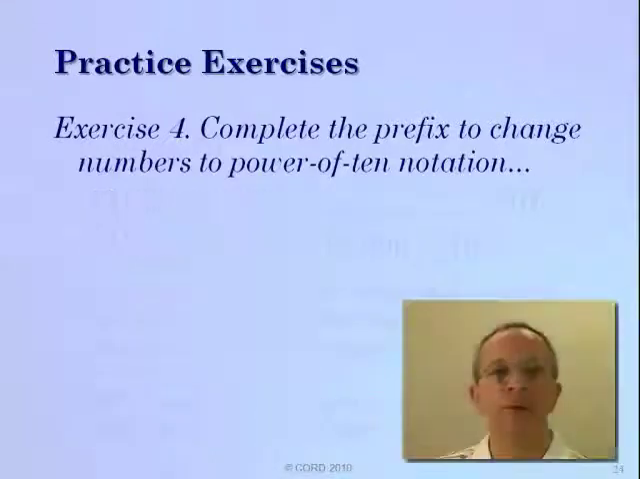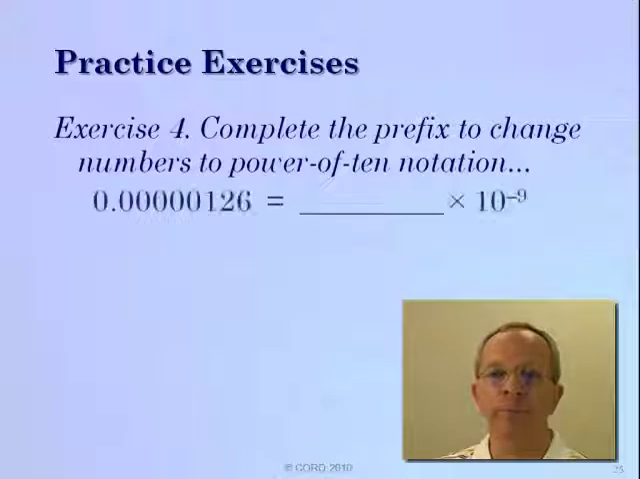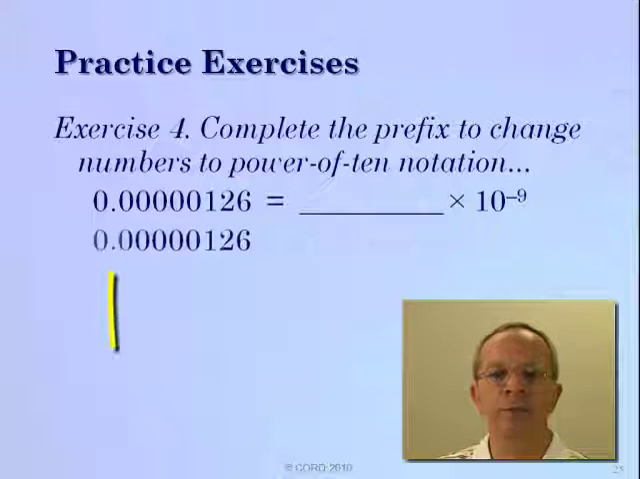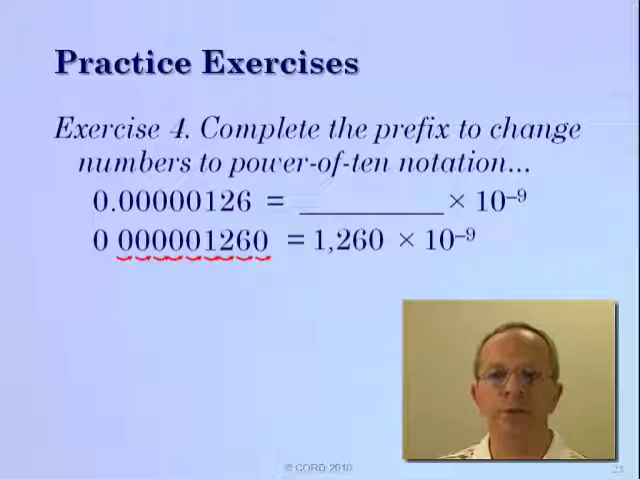So for small numbers, similarly, if we have to move the decimal point over 9 places in this case, we may need an extra 0 to hold it out there. So you'll see that our answer will become 1,260 times 10 to the minus 9. We did need that extra 0 in this case.